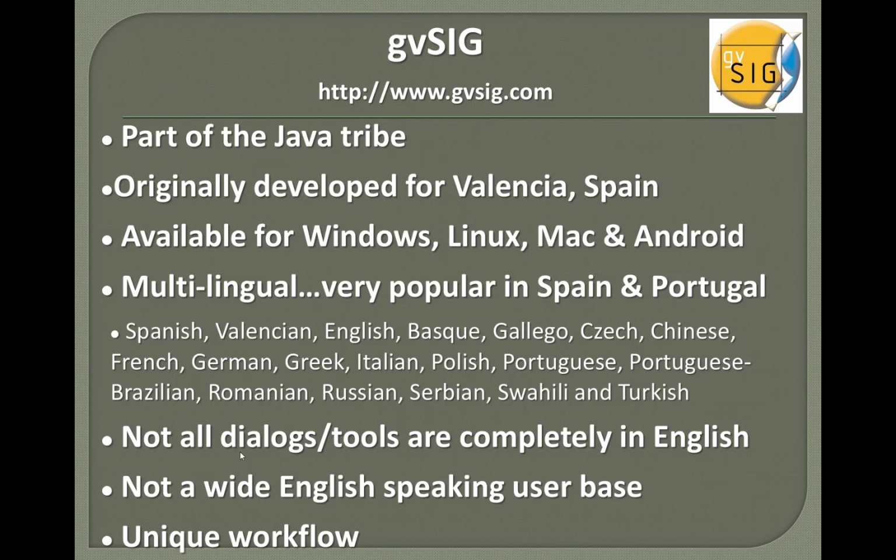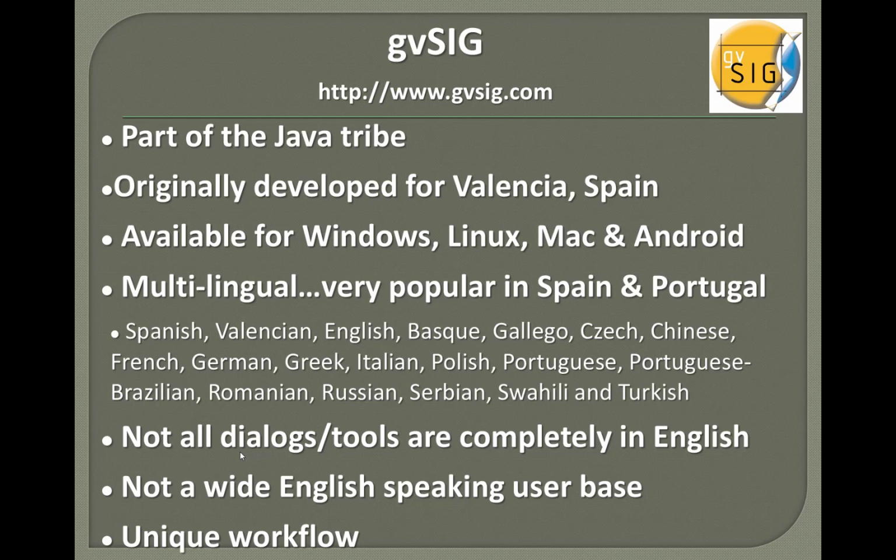This brings us to gvSIG. This is an interesting project. It's part of the Java tribe, so it means it was written in Java. It was originally developed by the town of Valencia, Spain, and it is available for Windows, Linux, Mac, and Android. But it's very multilingual, and it's very popular in Spain and Portugal and that part of the world. So I kind of think of it as a Spanish GIS.